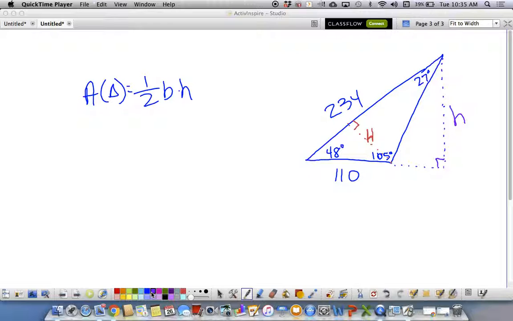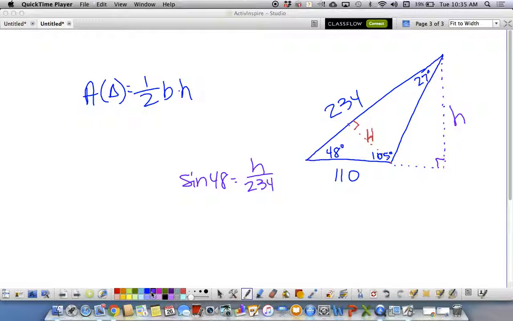Does everybody recognize if we take the blue all the way to the purple, we've made a right triangle? Yes? Can we have an equation where h is the only unknown? Opposite over hypotenuse. They do it all with letters first. They don't do numbers. So sine 48 is equal to h over 234. Sine 48 equals h over 234.